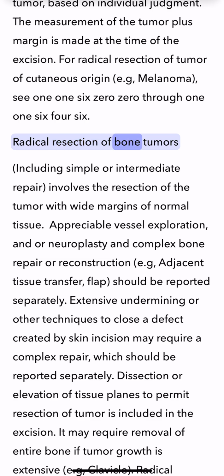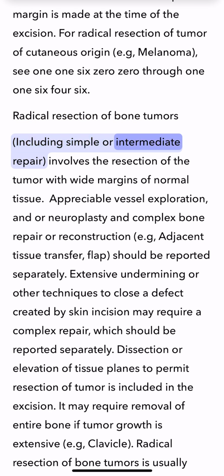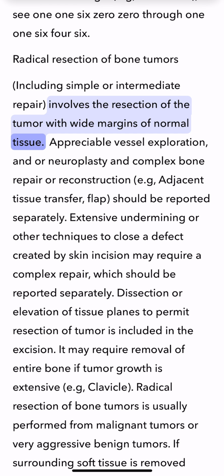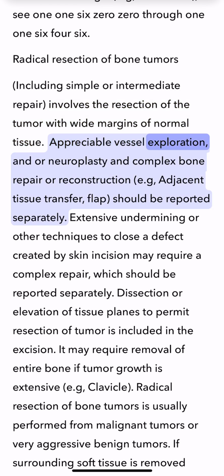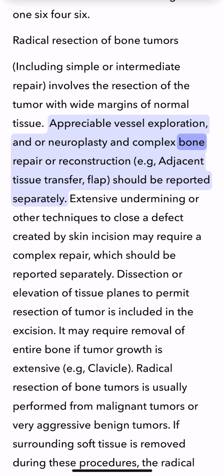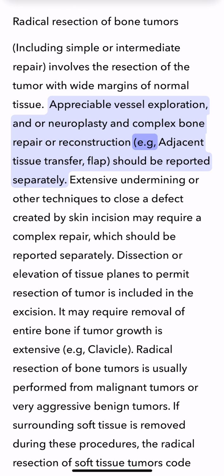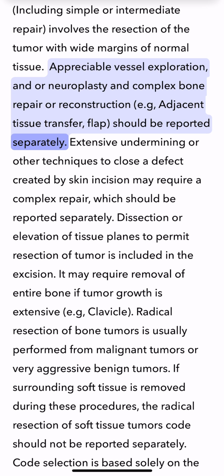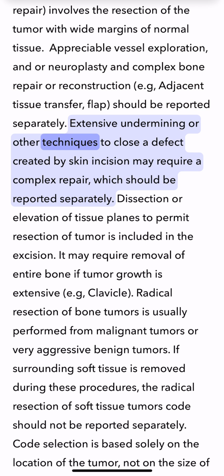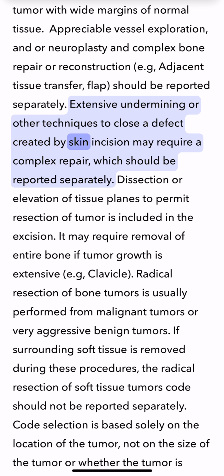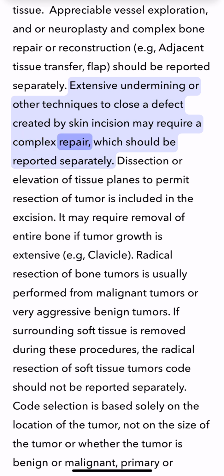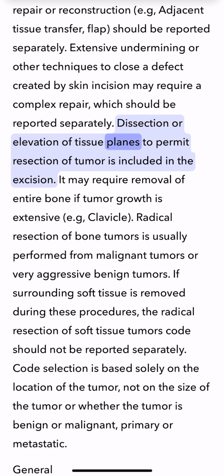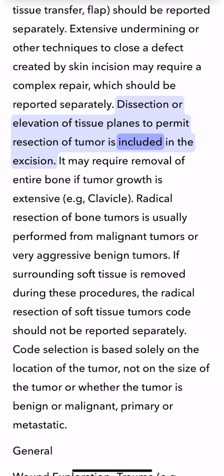Radical resection of bone tumors, including simple or intermediate repair, involves the resection of the tumor with wide margins of normal tissue. Appreciable vessel exploration and/or neuroplasty and complex bone repair or reconstruction, for example, adjacent tissue transfer, flap, should be reported separately. Extensive undermining or other techniques to close a defect created by skin incision may require a complex repair, which should be reported separately. Dissection or elevation of tissue planes to permit resection of tumor is included in the excision.